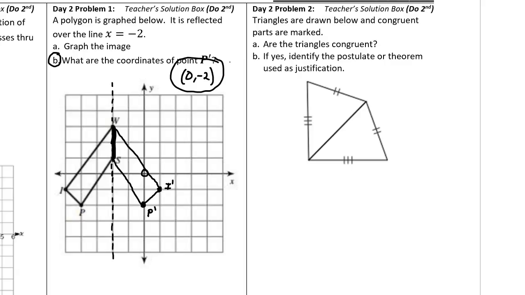Day 2, problem 2. Triangles are drawn below. Congruent parts are marked. Are the triangles congruent? This is a yes or no question. On the last quiz, there were several students that never even answered the question yes or no.